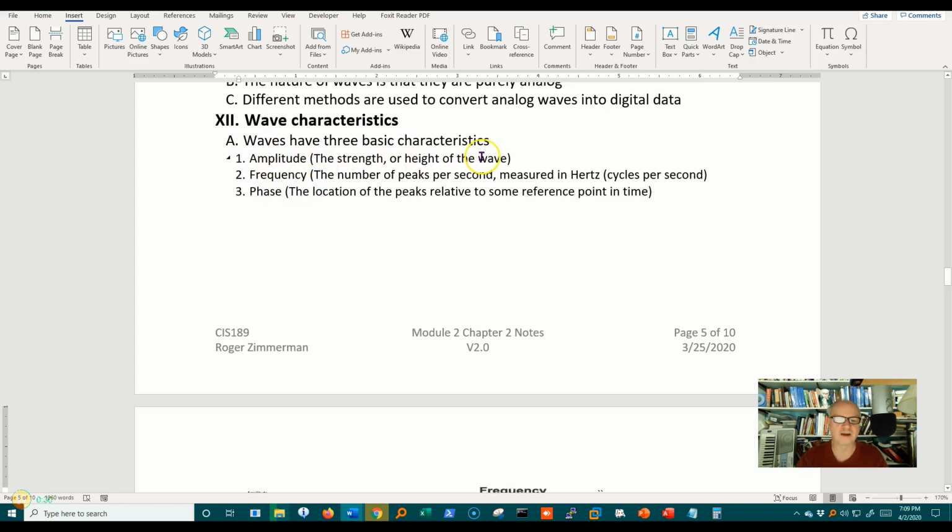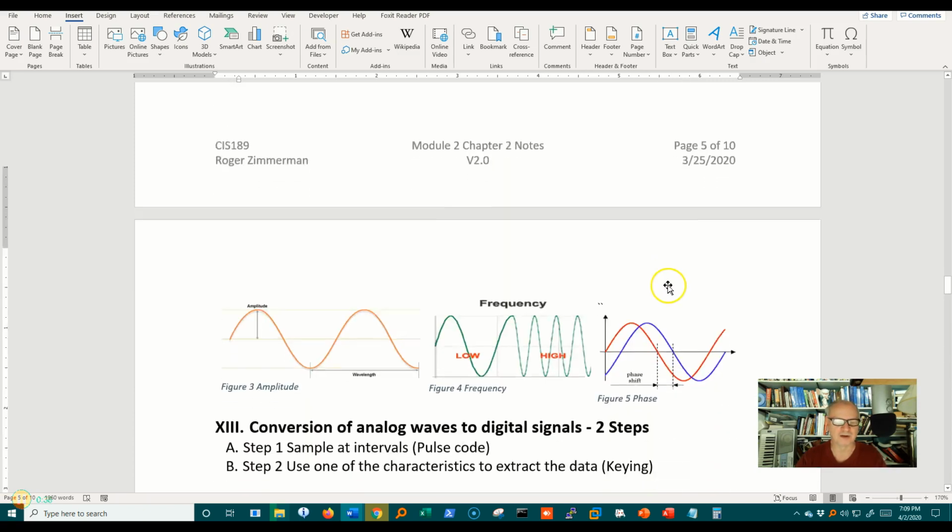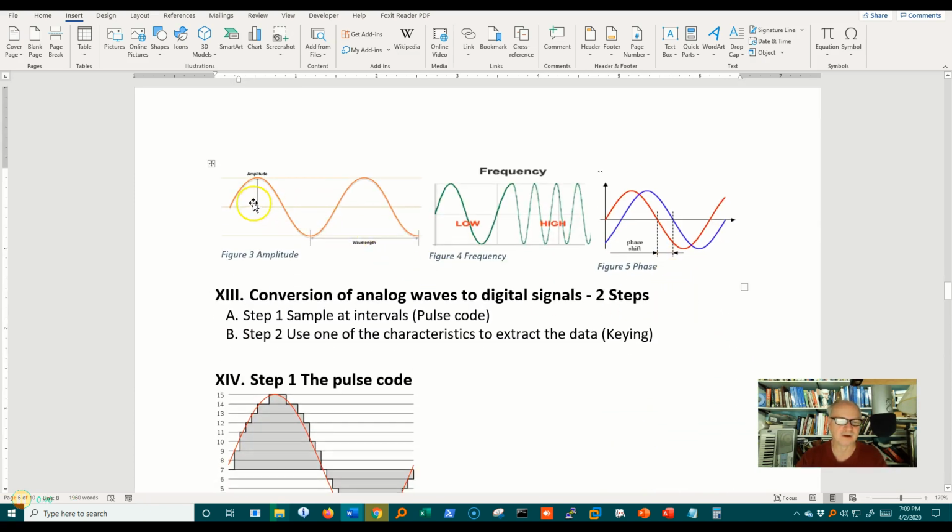Amplitude, the strength or height; frequency, the number of peaks per second; and phase, the location of the peaks relative to a point in time. Well, let's look at them here on our chart. Amplitude has to do with the height of this wave. How big a wave am I making? The more energy I put into making the wave, the higher the wave will be. Less energy, of course, lower it'll be.